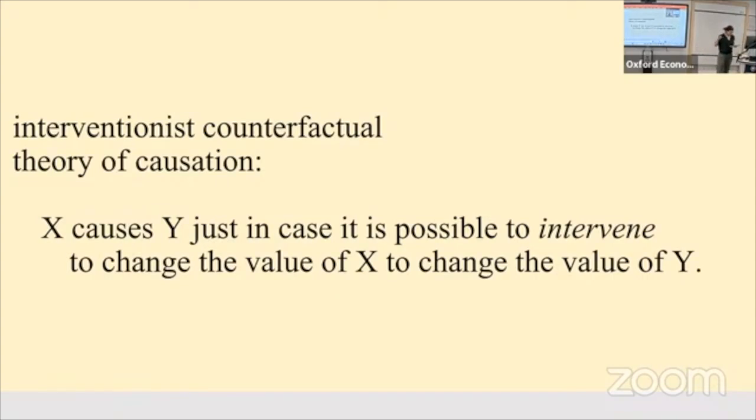This is the dominant picture, I think, not just undergirding most statistical frameworks, but also dominant in the philosophy of causation as well. And the picture here is that X causes Y just in case it's possible to intervene to change the value of X, so as to change the value of Y, where intervene is a technical notion.